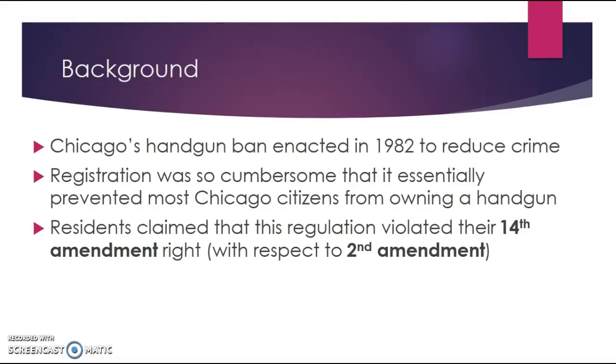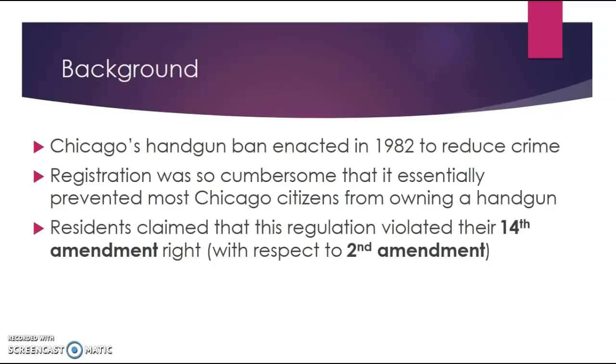Now, in Chicago, this handgun ban goes all the way back to 1982, and the whole idea was to reduce crime and violence. There had been a lot of gun violence, and still is a lot of gun violence in Chicago. Now, if you wanted to have a handgun, registration was so cumbersome and complex that essentially it prevented most Chicago citizens from owning a handgun. That's how many hoops and hurdles there were. And residents claimed that this regulation violated their 14th Amendment right with respect to the Second Amendment. Remember, the 14th Amendment would selectively incorporate the Second Amendment to pertain to the state and local governments. Remember, at this point, the 14th Amendment did not apply the Second Amendment. So again, it was not selectively incorporated.